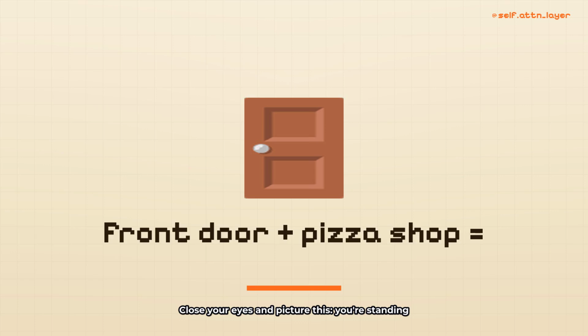Close your eyes and picture this. You're standing at your front door, and your friend texts, "Meet me at the pizza shop 2 blocks north and 1 block east." Easy, right? But what if you didn't have a map? You'd be guessing every turn, maybe walking into a tree. That's exactly how a language model plans its moves, until it builds a tiny, perfect simulator first.